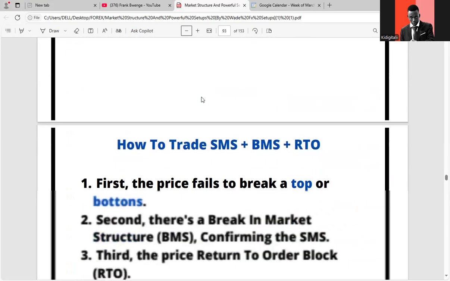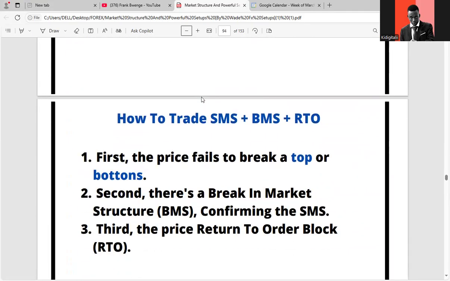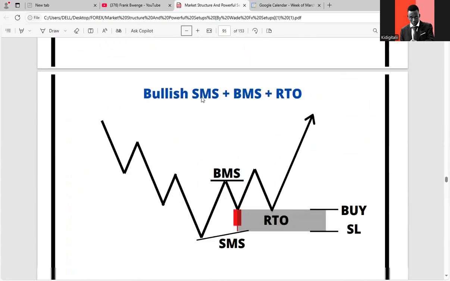So we have another setup here, that is SMS, shift of market structure, BMS, and RTO. So this is the third point. First, the price fails to break a top or a bottom, and second, there is a break in market structure, confirming the shift of market structure. Third, the price returns to the order block. Let me show you here with some simple setup. This is the third setup, remember.